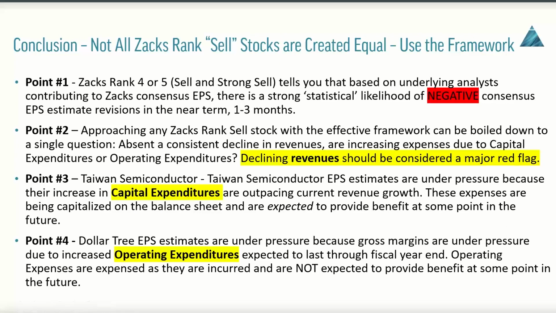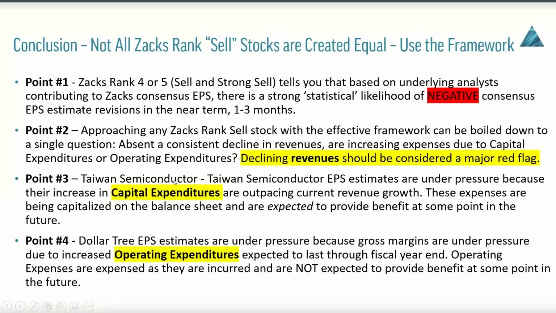But when it comes to what other items could contribute to a decline in EPS estimates, then we need to start looking at expenses. And we need to classify those expenses between capital expenditures and operating expenditures. Capital expenditures, obviously, being the ones that can be capitalized on the balance sheet, and we expect those to provide some benefit at some point in the future. And that brings us down to point number 3.